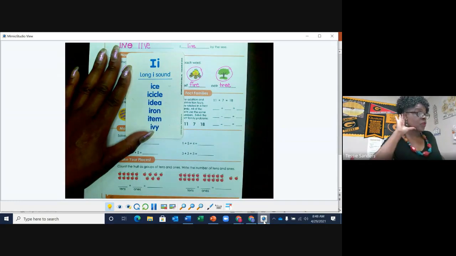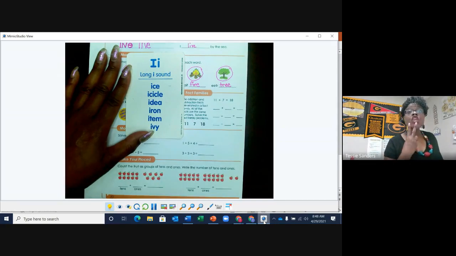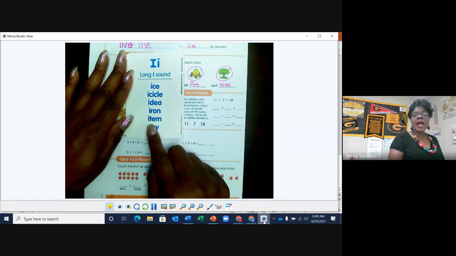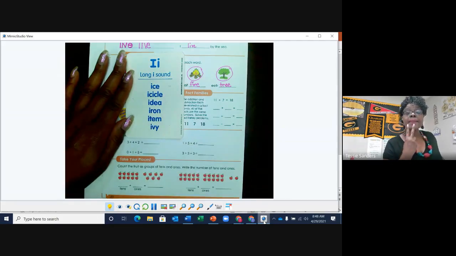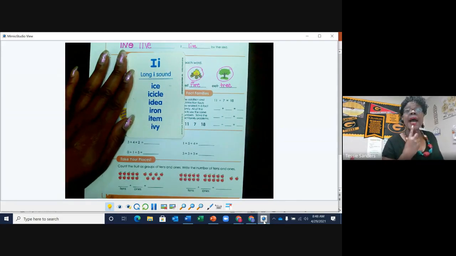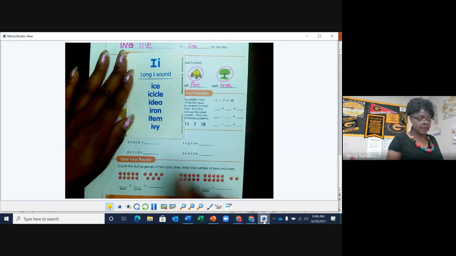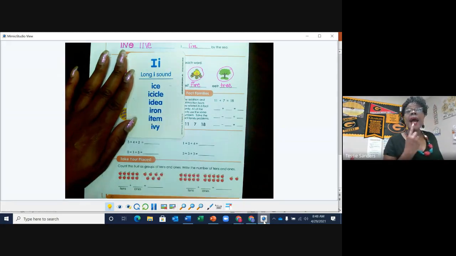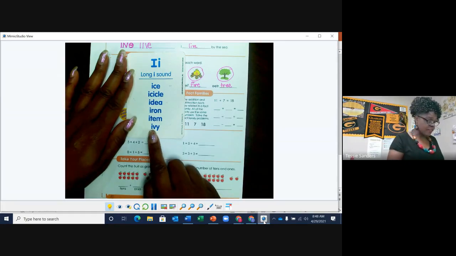Iron. Good. How many syllables? 2. Excellent. Spell iron. I-R-O-N. Item. How many syllables are in item? 2? Good. Spell item. I-T-E-M. Ivy. How many syllables are in ivy? 2? Excellent. Spell ivy. I-V-Y.